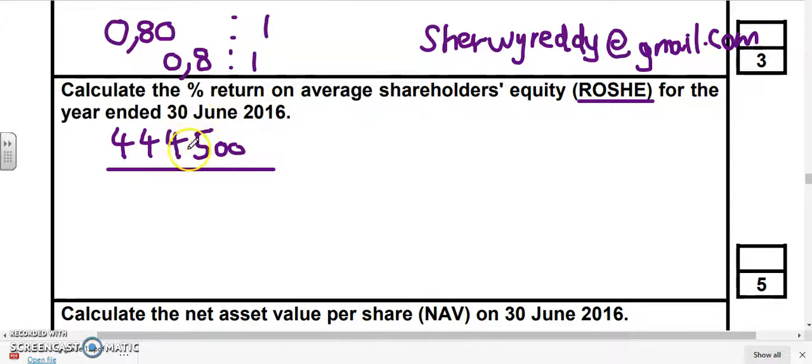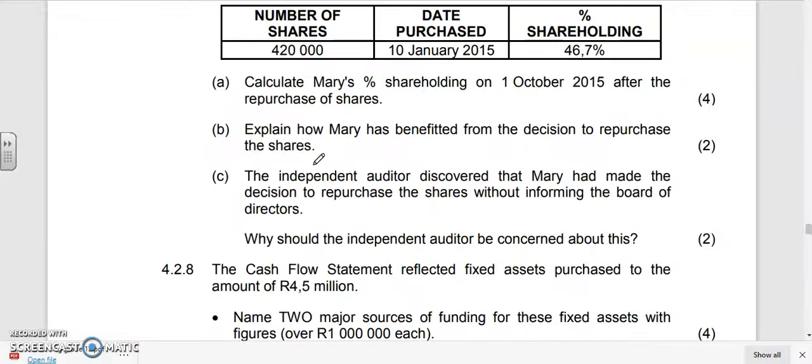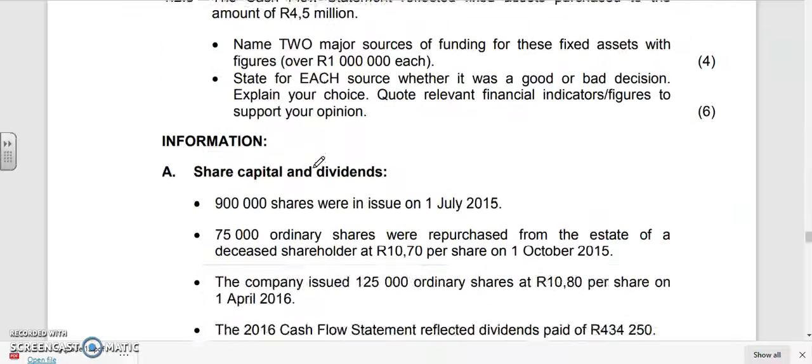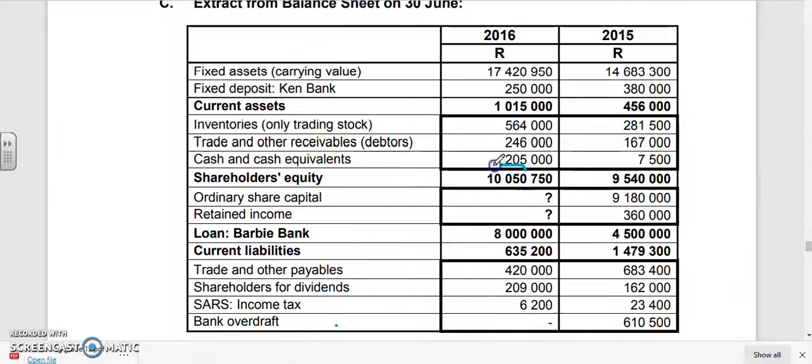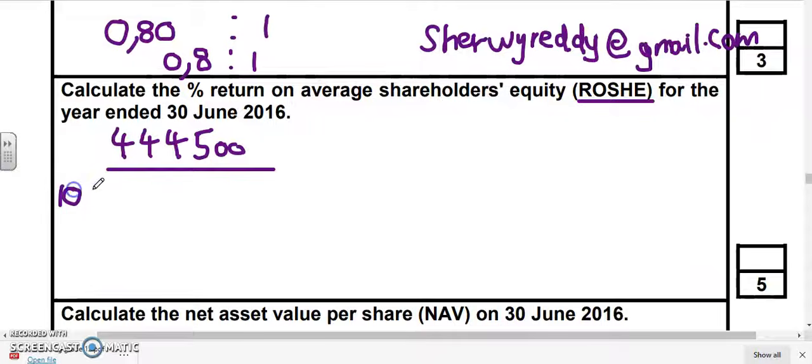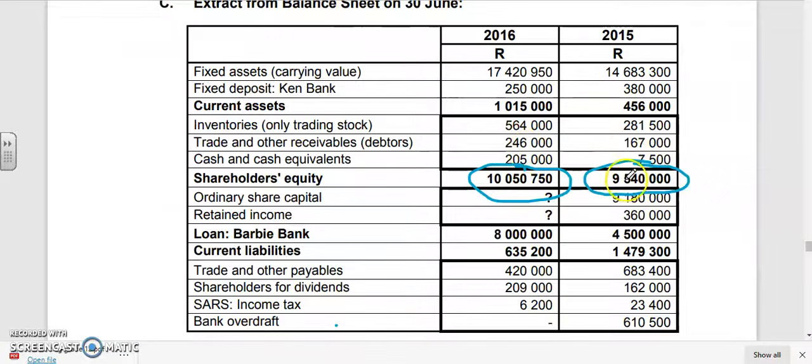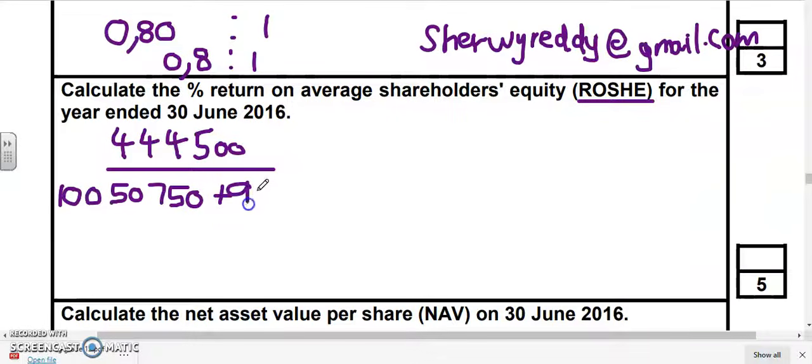So this is the net profit after tax divided by average shareholders equity, and that's straightforward. Our average shareholders equity comes from the shareholders equity for this year and last year. I'm going to take these two, add them up and divide by 2. So 10,050,750 and 9,540,000. Make sure, when there are too many zeros, you can make a mistake. So take your time and be focused.